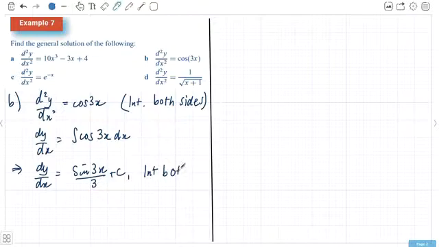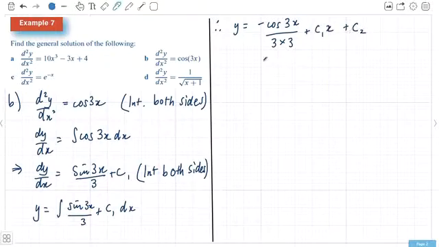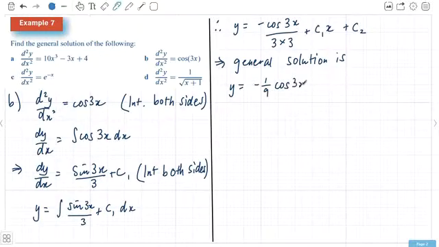And again, we're going to integrate both sides. So we get y on the left side, and then we integrate sine of 3x on 3 plus c1 with respect to x. So therefore, y equals the integral of sine, which is negative cos of 3x. It's already over 3, and then we have to divide by the 3 again, plus c1x plus c2. So that means our general solution is y equals negative 1/9 of cos 3x plus c1x plus c2.